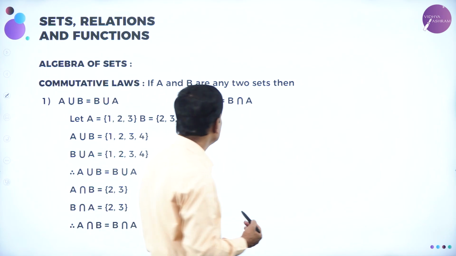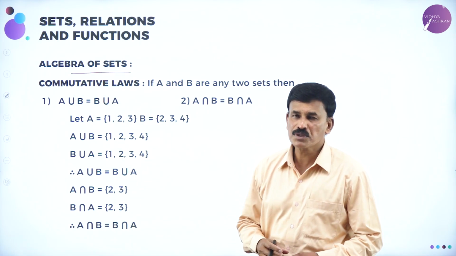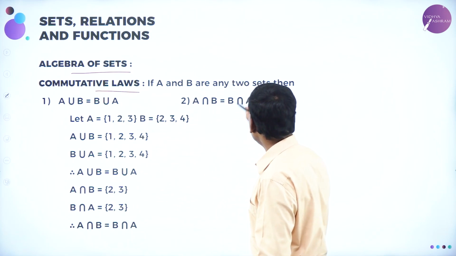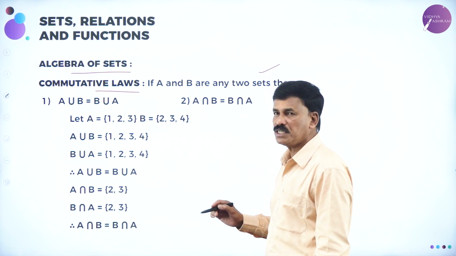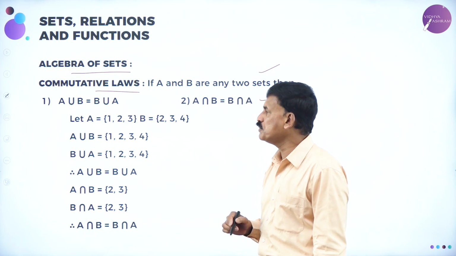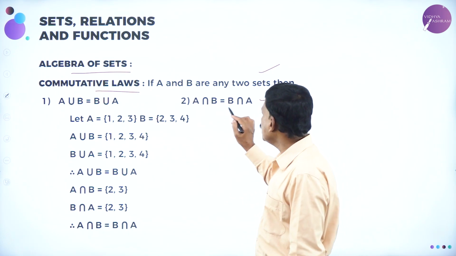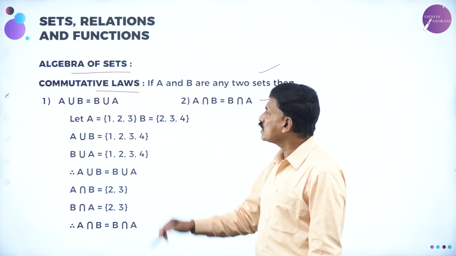Now let us come to the properties, the algebra of sets. Let us learn some properties of sets. First, the commutative law. If A and B are any two sets, then A union B is equal to B union A, or A intersection B is equal to B intersection A. This is called the commutative law.